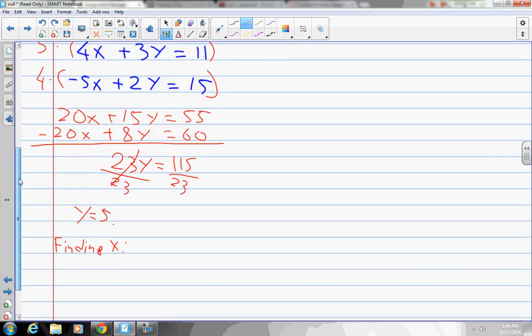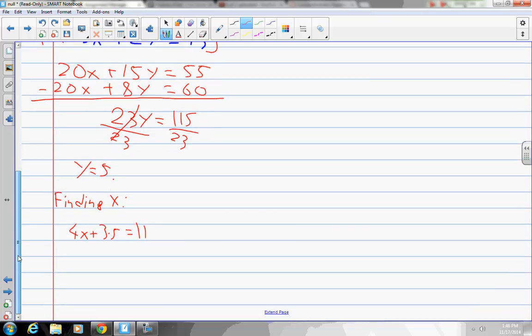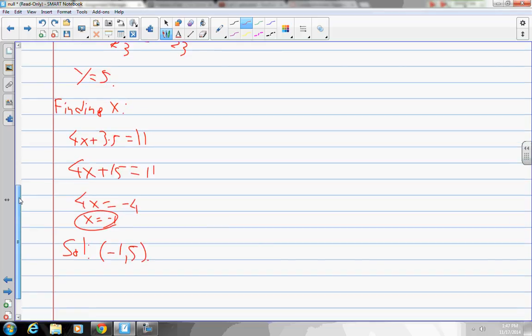So finding x. If I take the first equation, 4x plus, substituting 5 for y, it's 3 times 5, equals 11. 4x plus 15 equals 11. So 4x equals negative 4, x equals negative 1. Is that correct? How's that? Is that good?